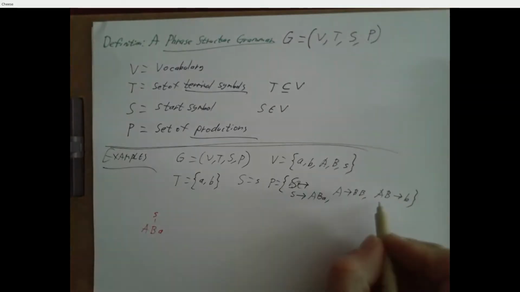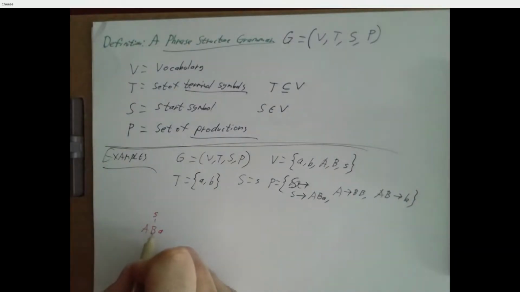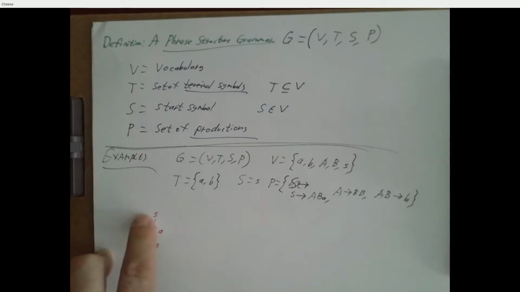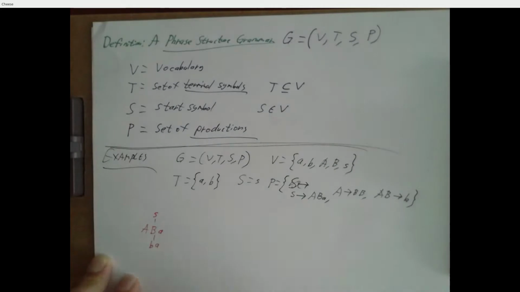Right, we have a production that says big A, big B can be replaced with a little b. Well, here's a big A, big B. We can replace that with a little b. The a stays as it is. And now we've got something that's comprised just of terminal symbols. Since we started with a start symbol, we applied the production rules and we came up with a set of terminal symbols. This is a word in our language. So according to the grammar, this is a valid word.